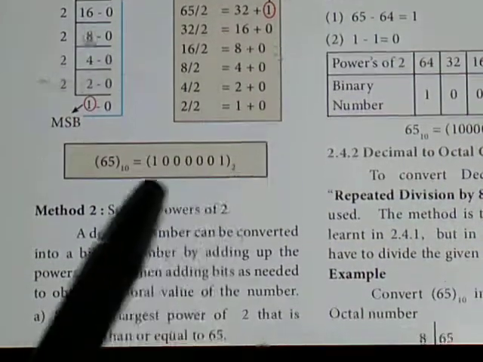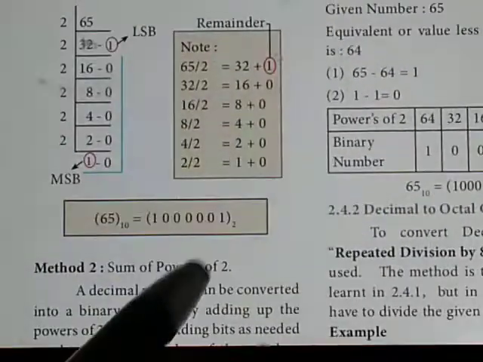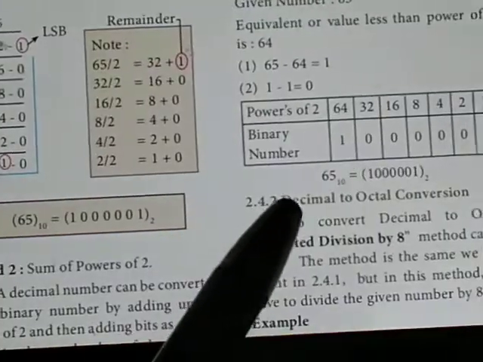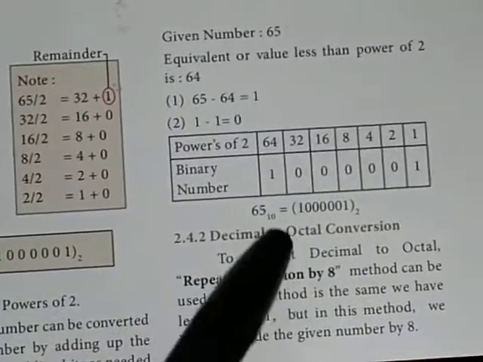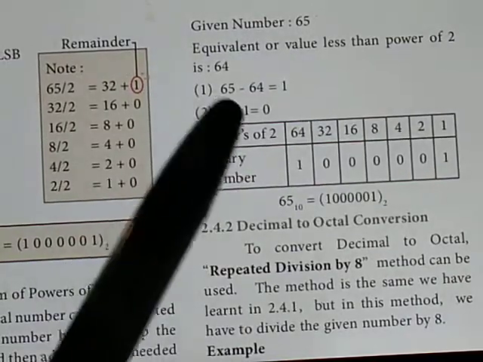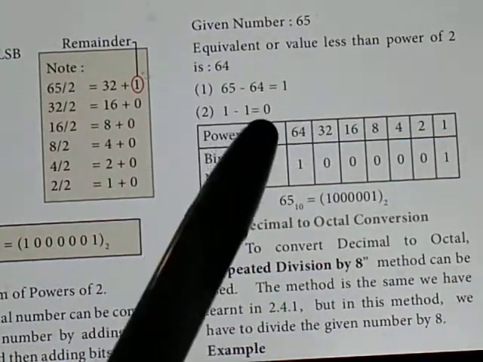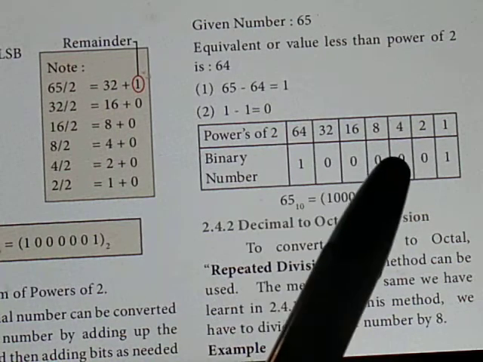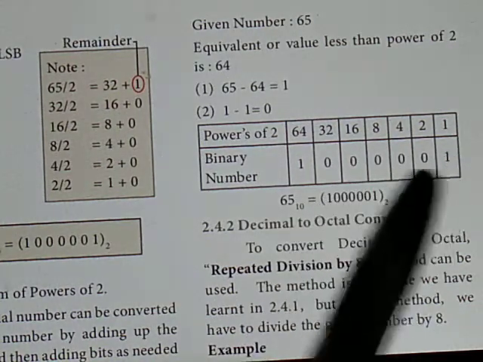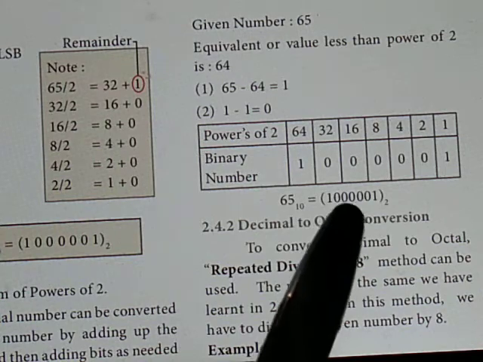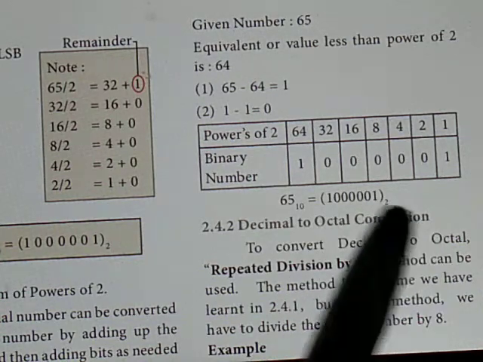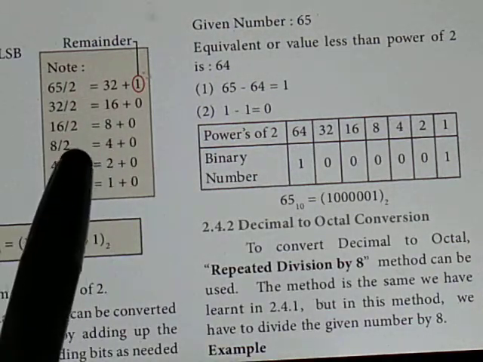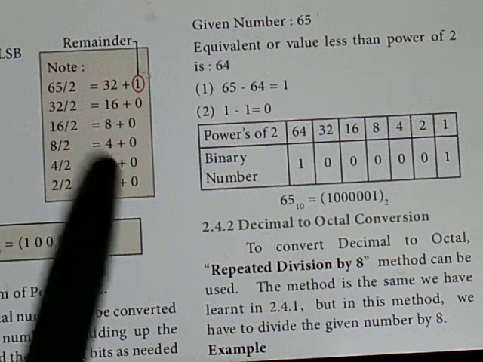So here they are. What is this one? The equivalent value of or less than the power of 2. 65 minus 64 is 1, 1 minus 1 is 0. So the same binary number: 64 gets 1, 32 gets 0, and we can't subtract this number 1 for the others. So the same 65 is 1 0 0 0 0 0 1 in base 2. So these are the methods for converting a decimal number to a binary number.